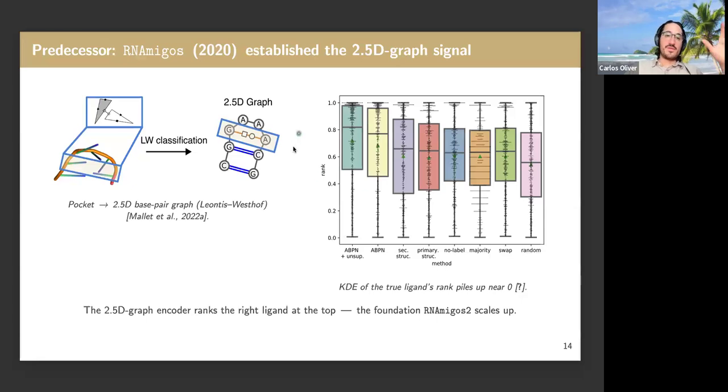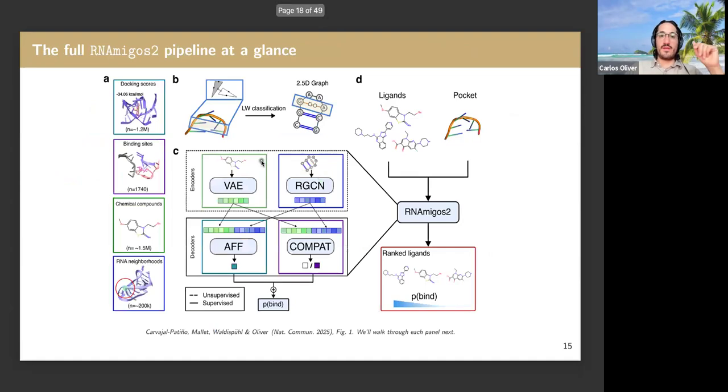Not only that, but we also developed some methods for unsupervised pre-training. So we get an additional boost if our model is trained initially just to reconstruct these graphs without any knowledge of small molecule binding, just learning how to reconstruct this distribution as a warm-up for the downstream task of binding prediction. Those two insights were what we wanted to build on going into the second iteration of this project, RNA-Amigos 2.